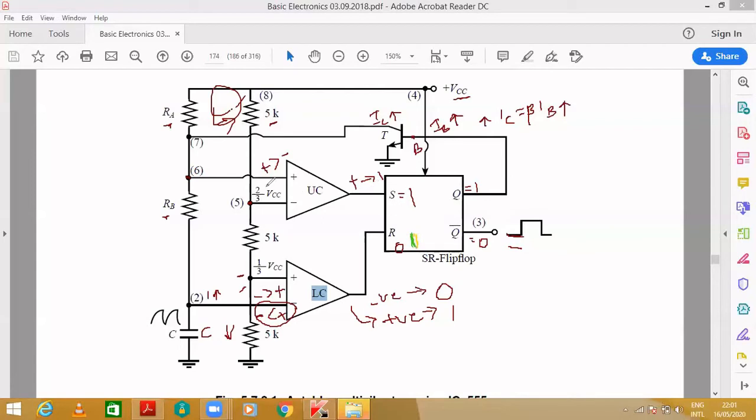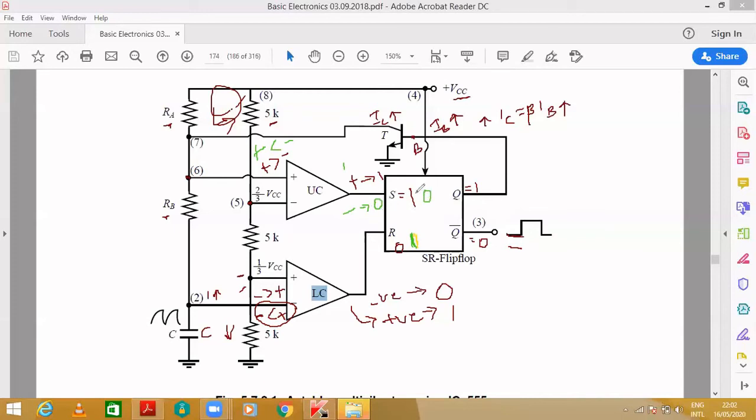When this point starts decreasing, automatically what happens? The non-inverting terminal is less than the inverting terminal. So obviously the output will become less, that is, it will get a negative value. When it is a negative value, the output will be 0. So when it is 0, S will be 0.